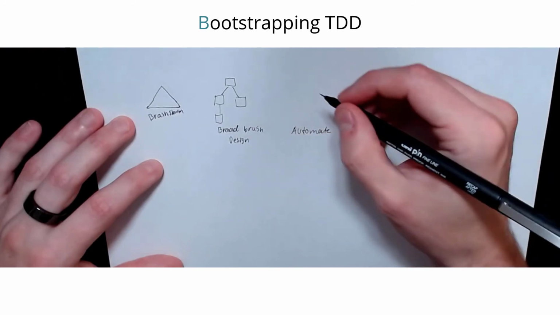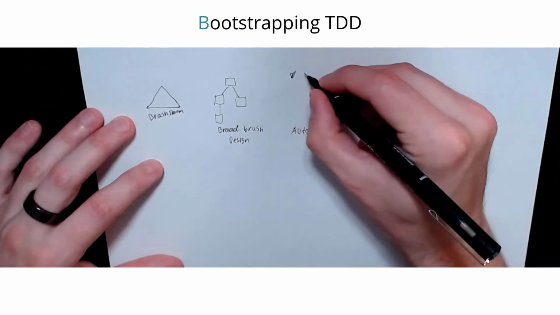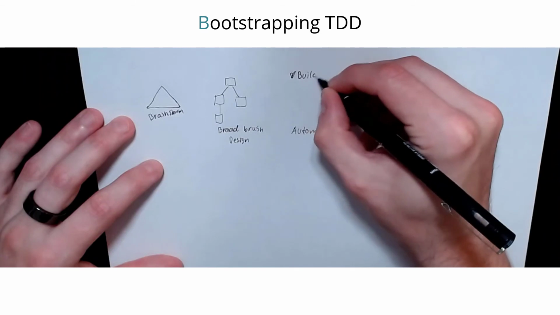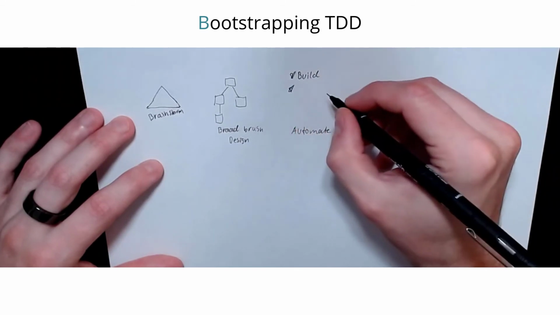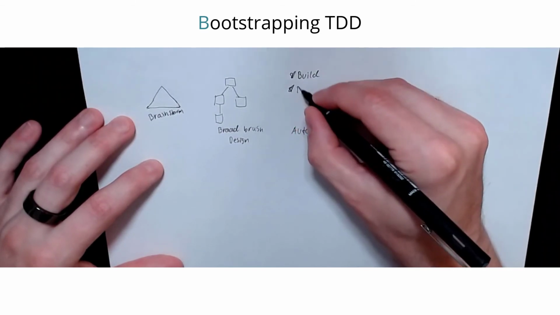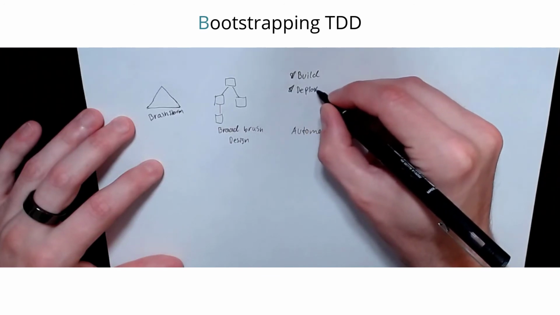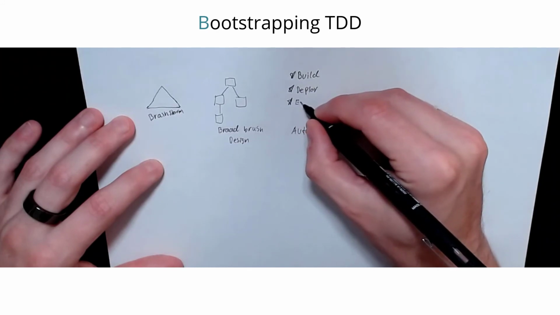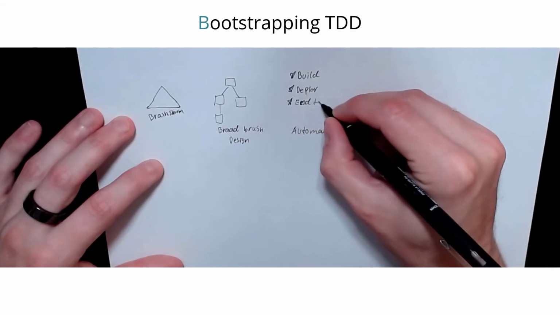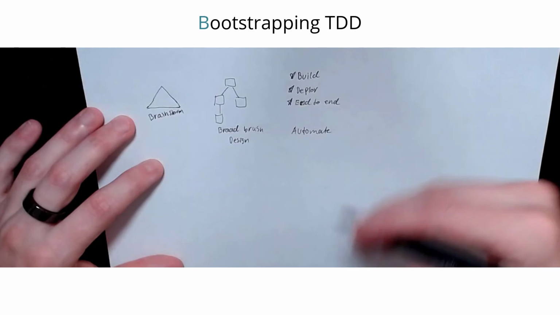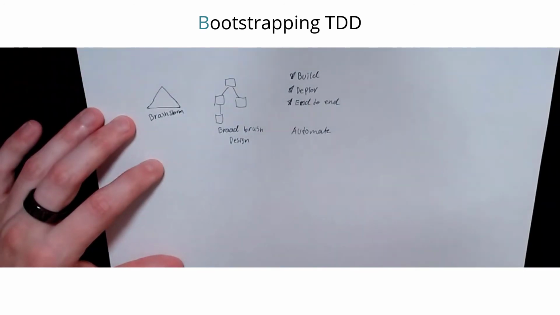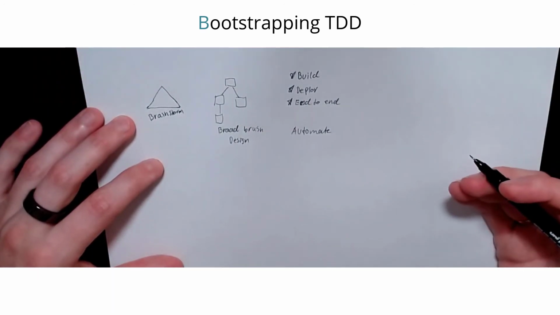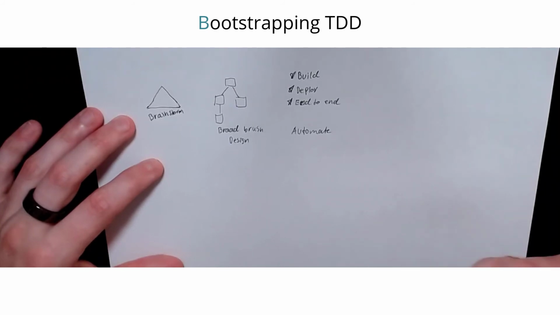When we have that, we want to start our automation part. So when we automate, we want to make sure that our build process is automated. We want to make sure that our deployment is automated. We want to make sure that the end-to-end test is automated. We don't necessarily want a full-fledged Selenium test suite or anything like that, but we need to have some kind of verification that when we have deployed our system, it is actually running as well.